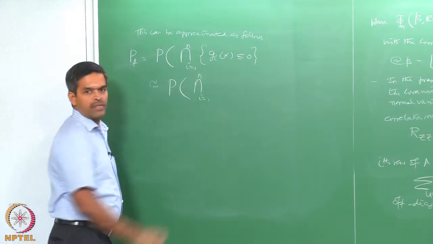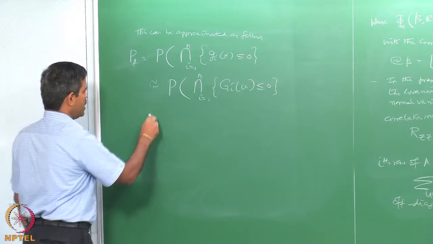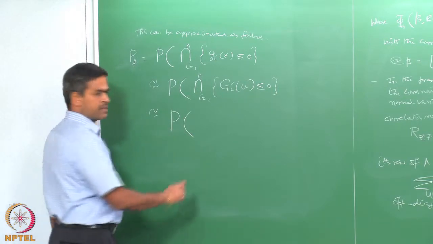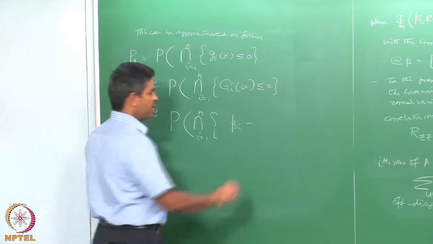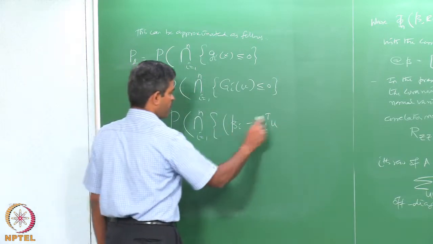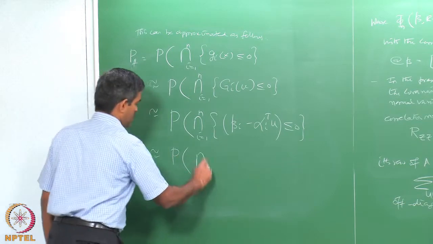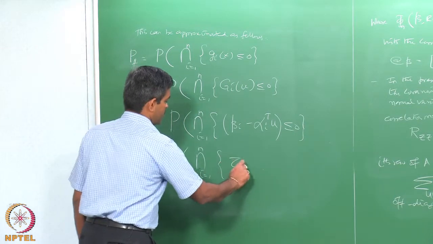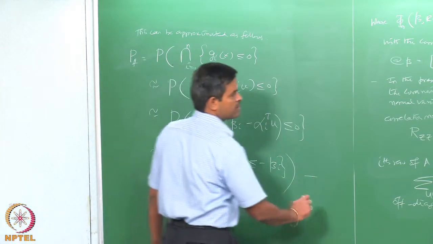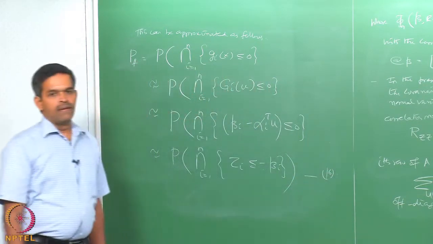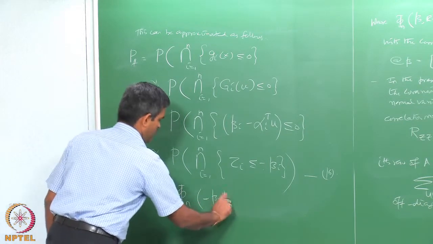intersection of i equals 1 to n of another set of variable which is u less than 0, which then can be approximated as probability of intersection of i equals 1 to n, which tells me the reliability index beta i minus alpha i transpose into u variable less than or equal to 0, which can then be approximated as probability of intersection of i equals 1 to n, which is Z i less than or equal to minus beta i, because I am transforming this into an equivalent normal variable space, equation number 16, which will amount to phi n of minus beta, R Z.